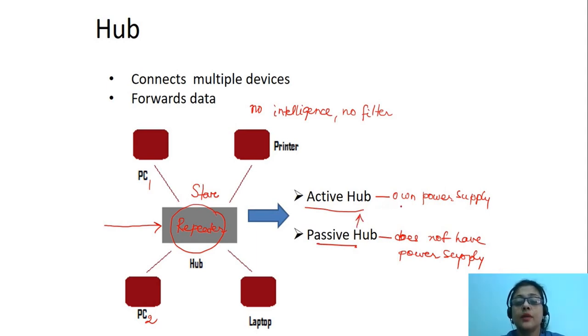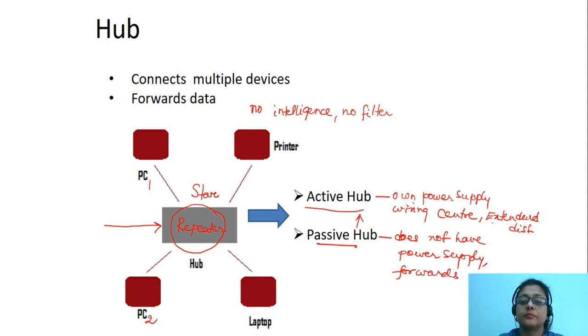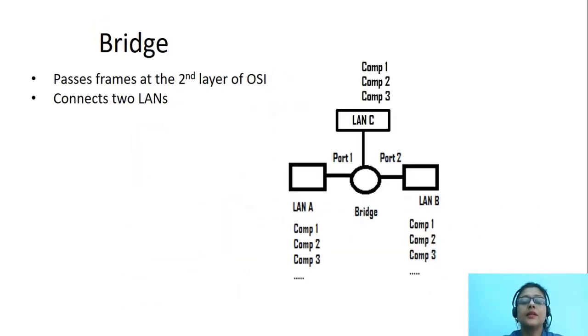Now, the active hub is also used as a wiring center. It can be used as a wiring center and it can be used to extend the distance. But the passive hub simply forwards packets, forwards the data. It does not have any wiring center and it uses the nodes for its wiring and power supply from the active hub. So this is about the hub. Let us now understand bridge.